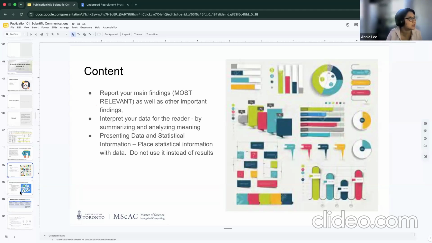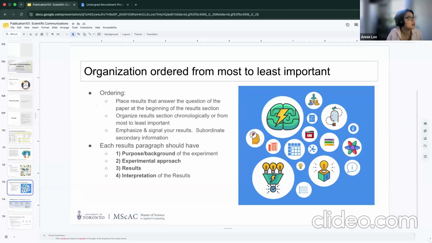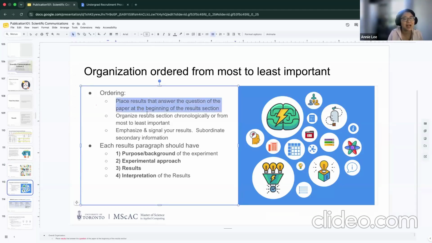Tell them why it's important. So you go from the most important to least important. Anything that answers your research question directly and very significantly, put it at the beginning. And then you want to emphasize and signal your results and subordinate any secondary information, things that don't answer the question.